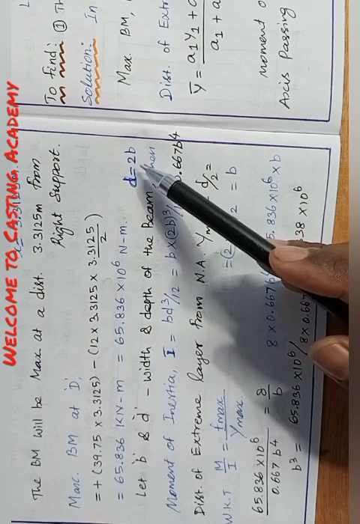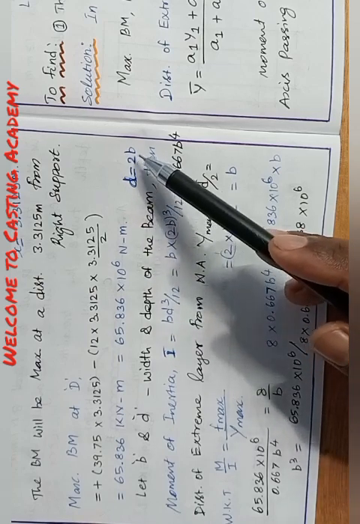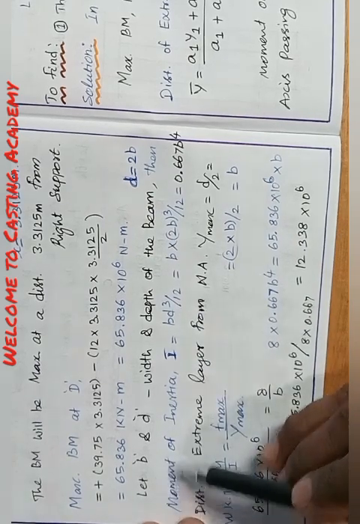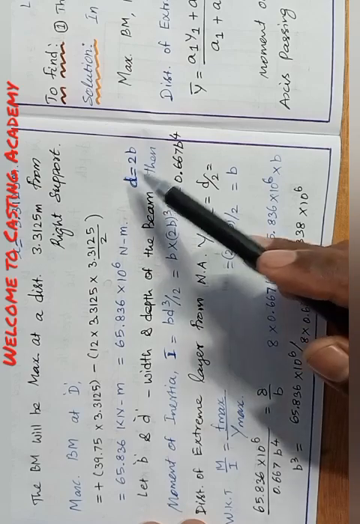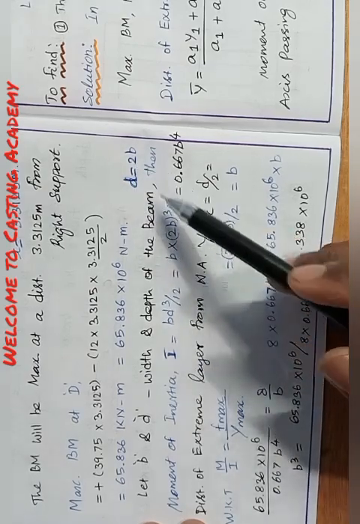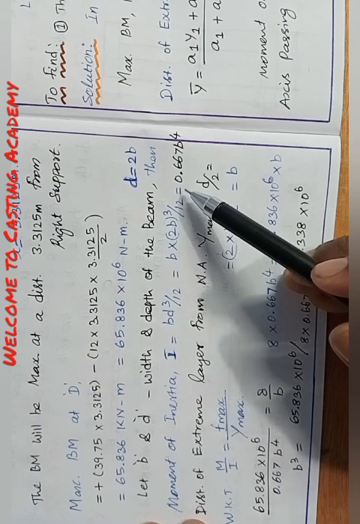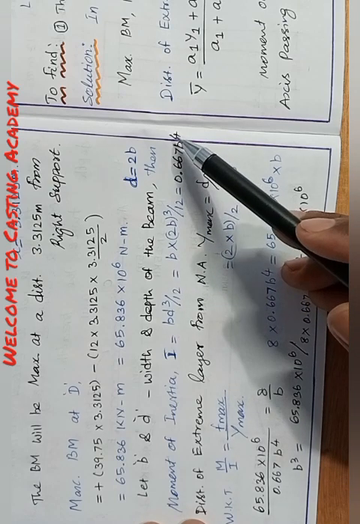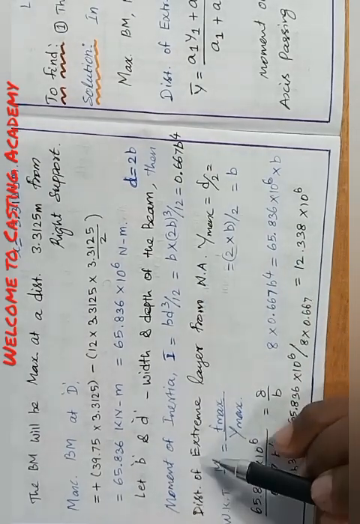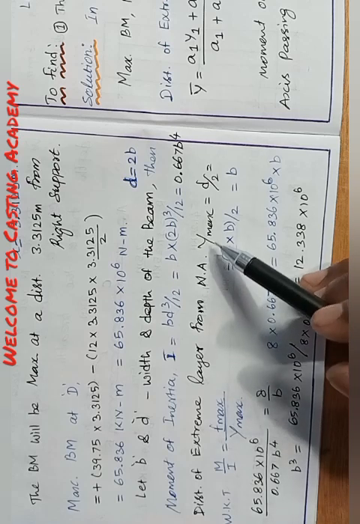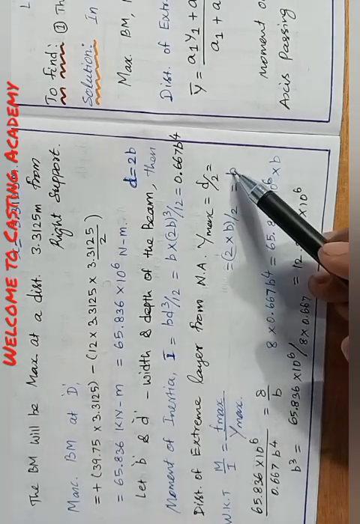Here D equal to 2B, as given. D is considered as 2 times the breadth. So moment of inertia I equal to BD cubed by 12. Substituting 2B instead of D, B into 2B cubed divided by 12, that is equal to 0.667 B power 4. Distance of extreme layer from the neutral axis, y max equal to D by 2, that is 2B divided by 2, equal to B.